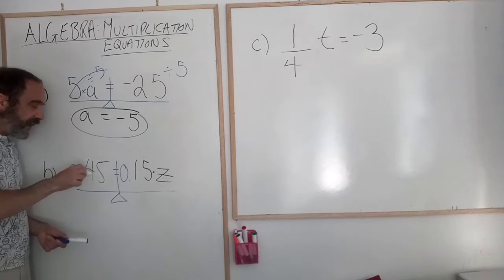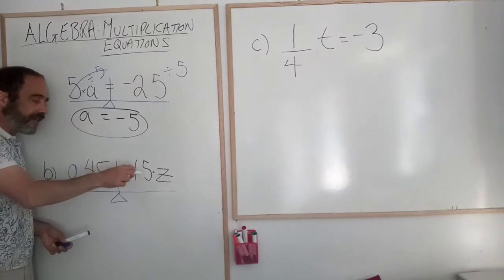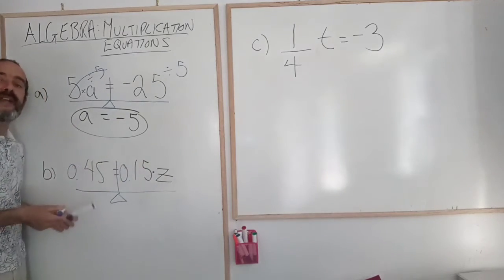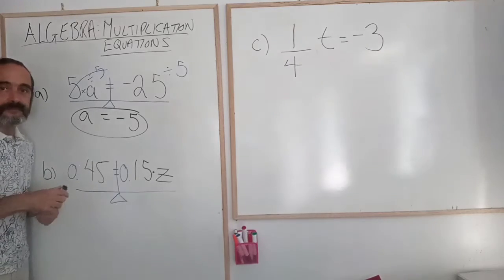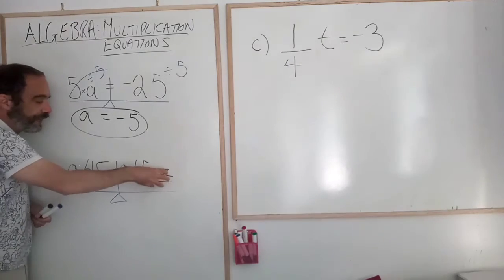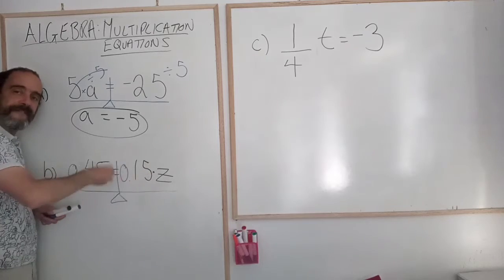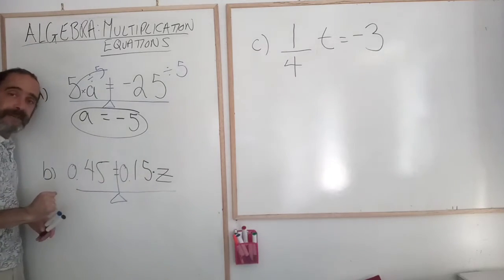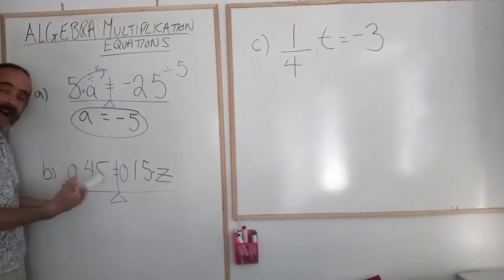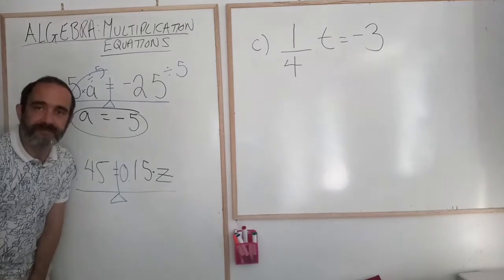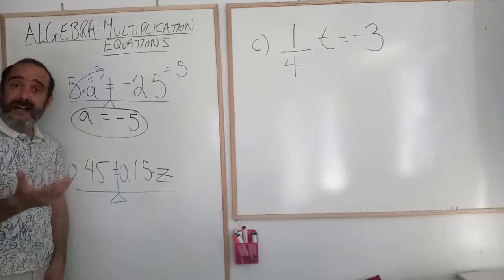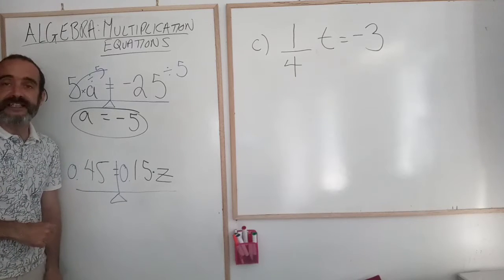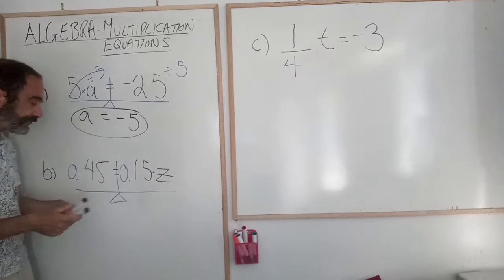So 0.45 equals 0.15 times z. We want to get the z by itself. So to get the z by itself here, we need to get rid of that 0.15 this time, right? Here that 0.15 is multiplied by z. So to get rid of it, we have to do the inverse of multiplying, which is dividing. We'll divide both sides by that 0.15.